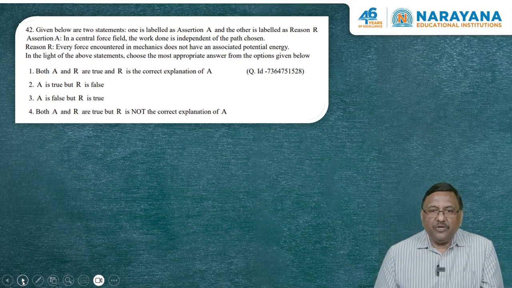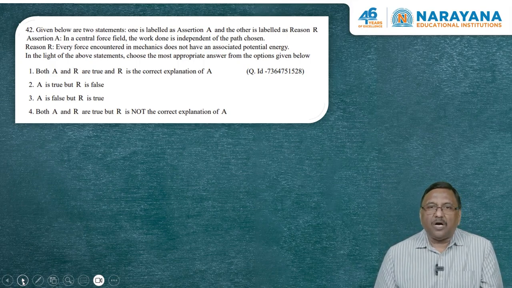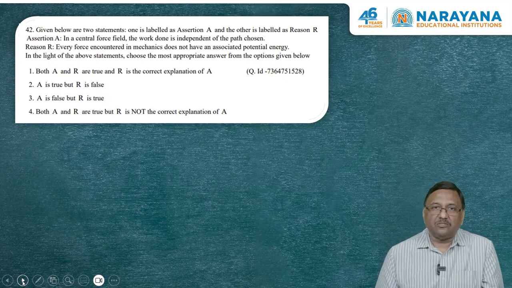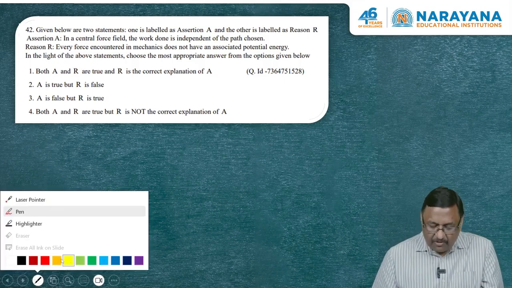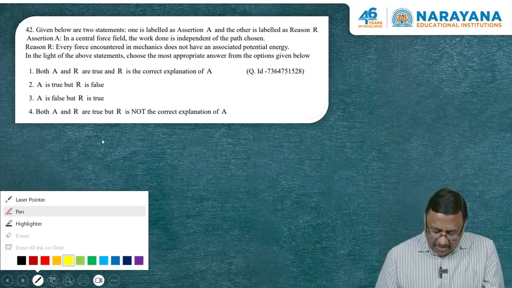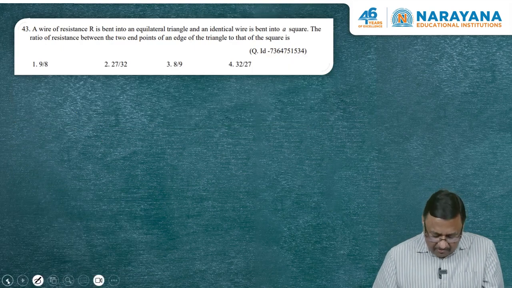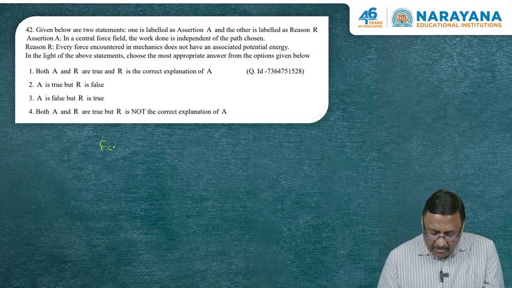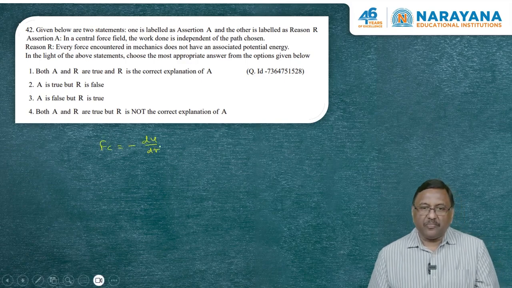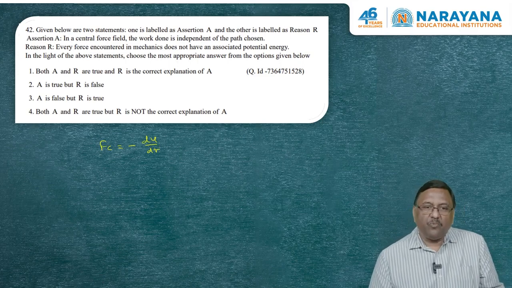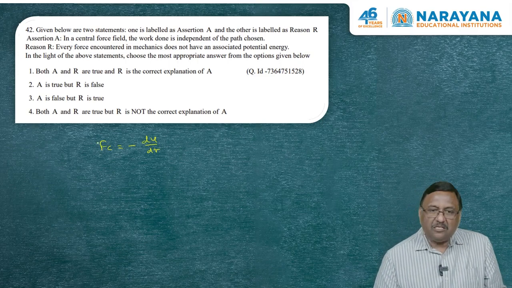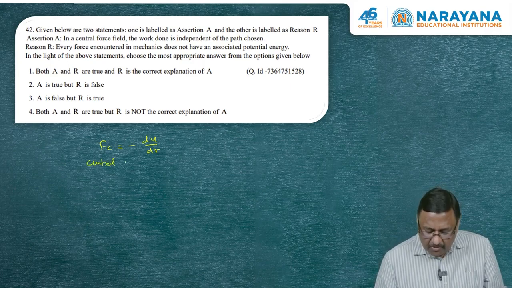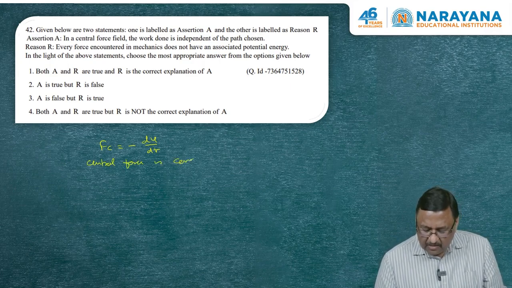In a central force field, the work done is independent of the path chosen. You know, central forces are conservative forces. If I say my central forces are my conservative forces, you know very well what is my conservative force, by definition. So I write conservative force is going to be how? Do we define this? Conservative force Fc is equal to negative gradient of my potential energy. So from here also you can understand one more interesting point. This being conservative, central force is a conservative force. So this statement we know, central force is conservative.